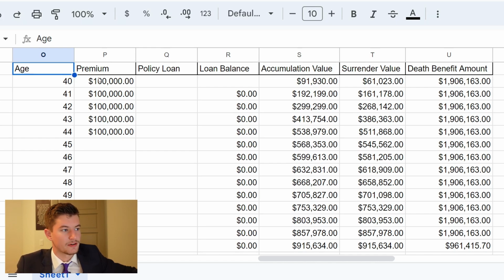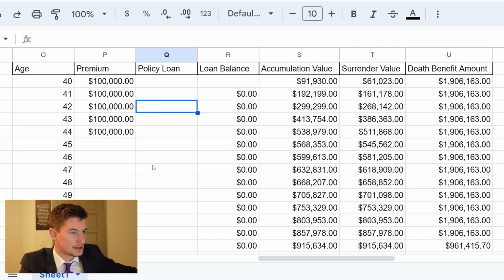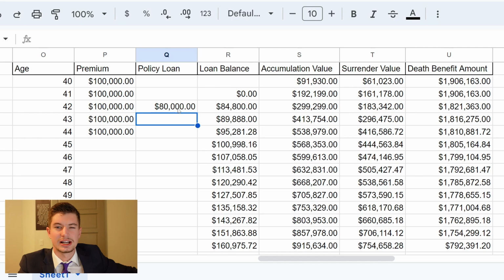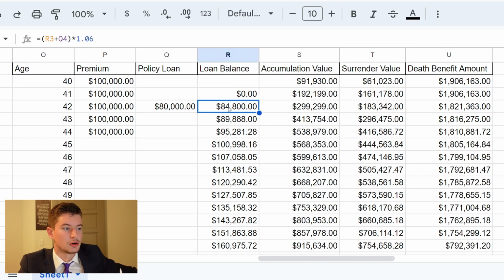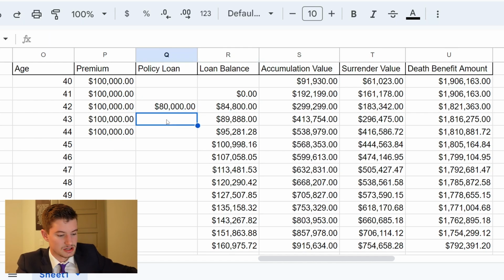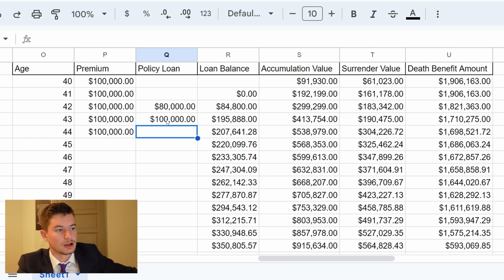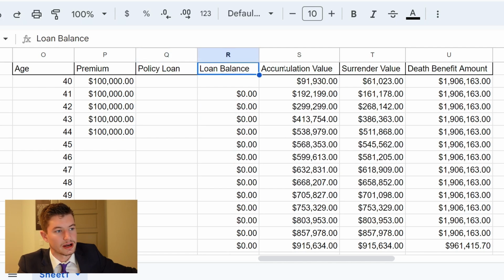So of course, age, we have our premium, that's how much you're paying into the policy. Then we have our policy loan. So in this, for example, if you took out $80,000 this year, then that's our loan. And of course, that loan is accruing interest. So this would be our loan balance. In this example, our loan is 6% every year. It's always going to grow by that. That's just the example we went with. You can see here that that's our loan and that's our loan balance. So if you took out more money, the loan balance would continue to go up and continue to accrue interest. That's our policy loan and our loan balance.